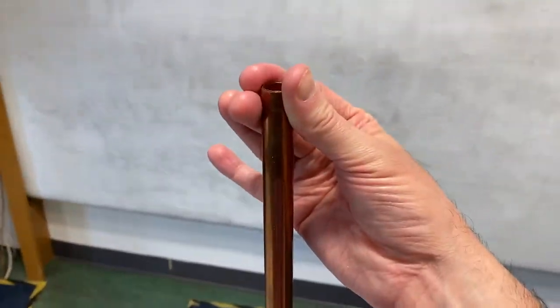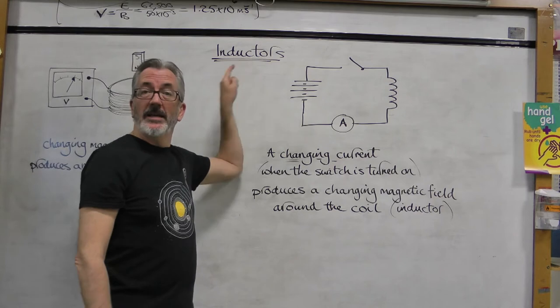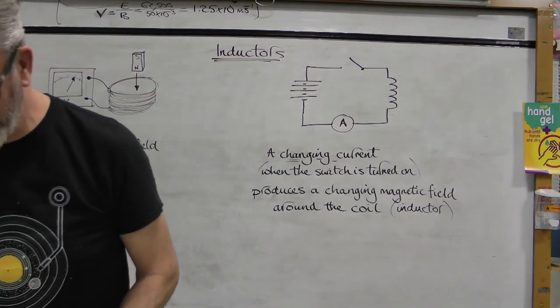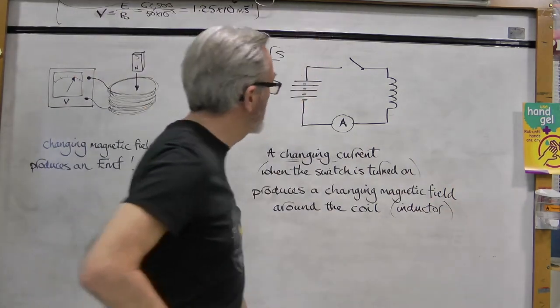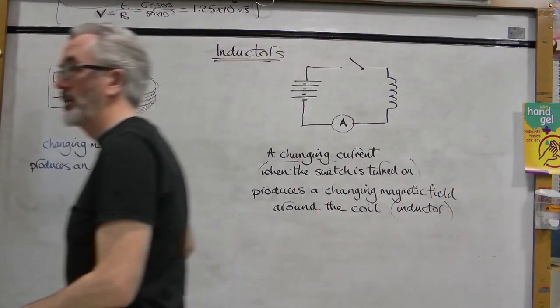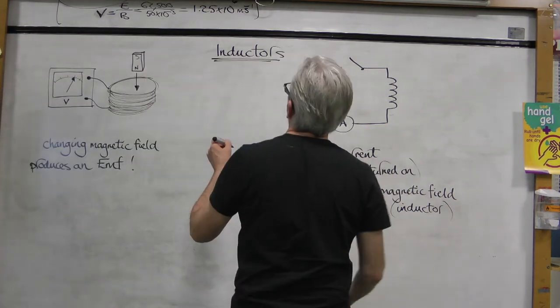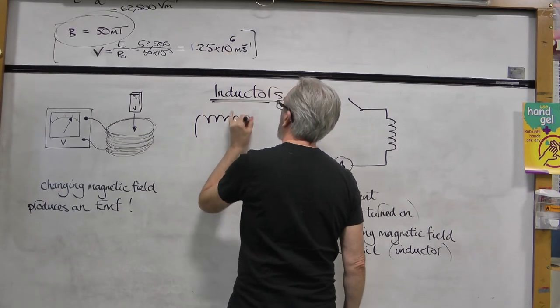Isn't that amazing? What's that all about? And we're talking about inductors. What is an inductor? Well, an inductor is a coil of wire. That's it. That's all it is. And the symbol for a coil of wire is just like that.